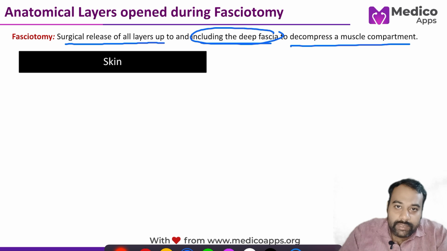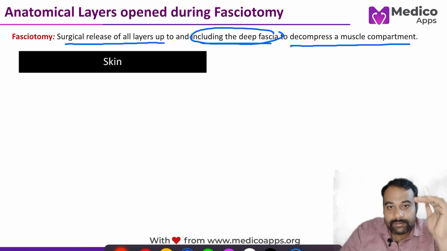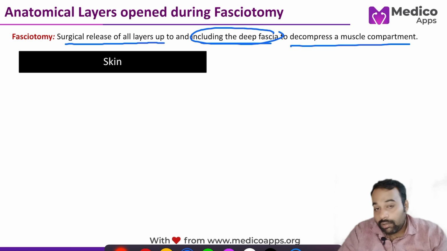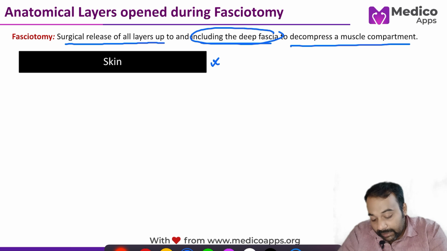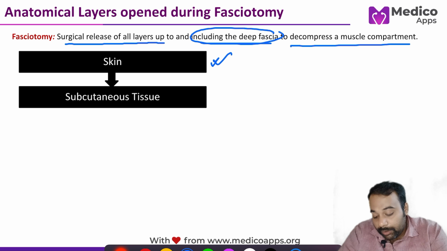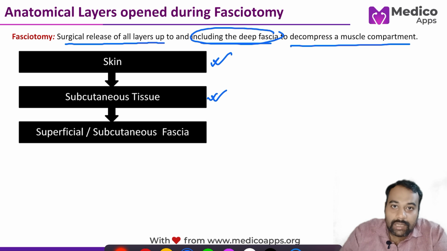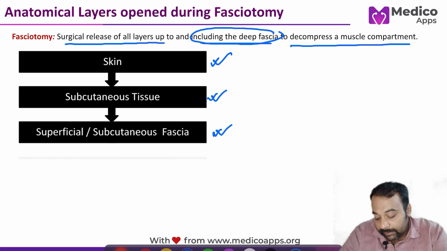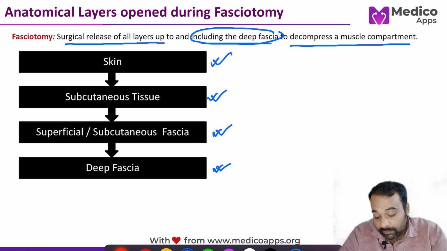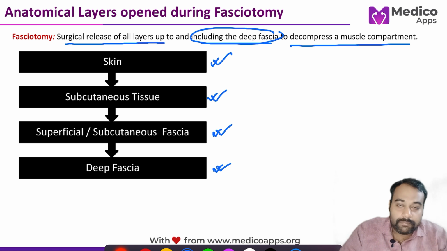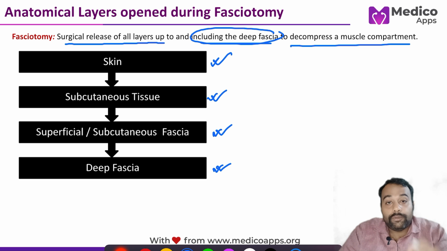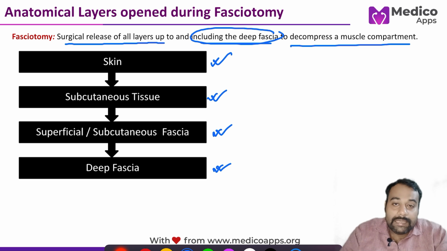So now we need to understand what are the layers we need to release. Your first layer is your skin. Then the next layer is subcutaneous tissue. Then comes your superficial fascia, and then comes your deep fascia, right? While doing fasciotomy, one must release the deep fascia until there is decompression of the compartment, right?